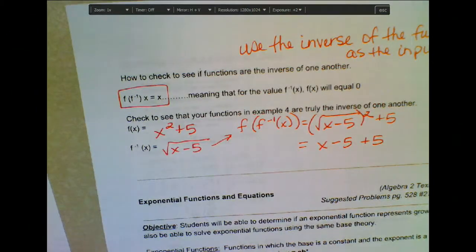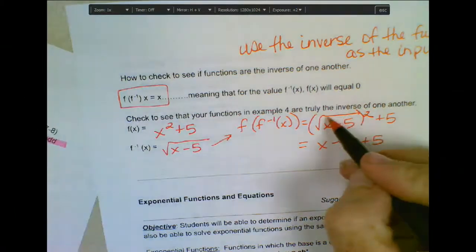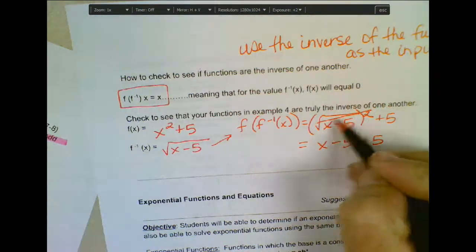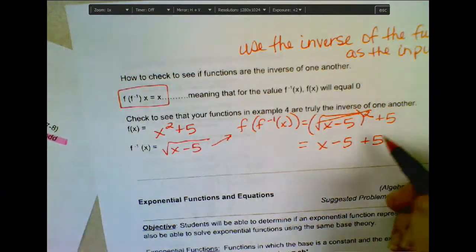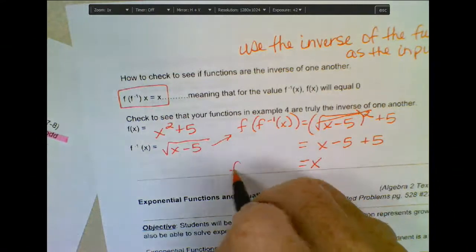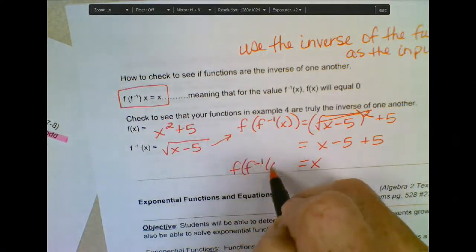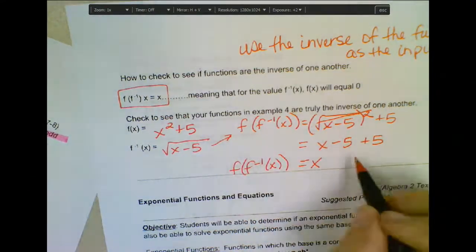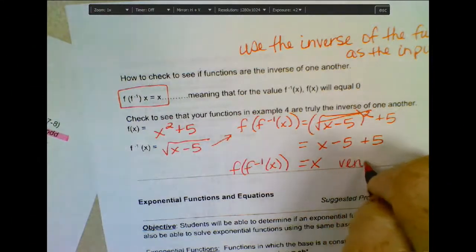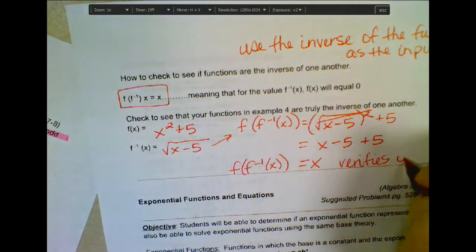Remember the reason for that is that the square root here and the square out here canceled each other out, and all you're left is that quantity under the radical. So our negative 5 and our positive 5 cancel. That gives us x. So f of f negative 1 of x does indeed equal x, and this verifies that they are inverse functions.